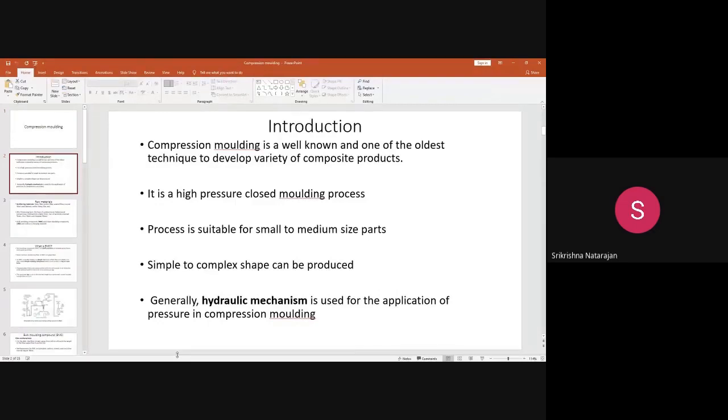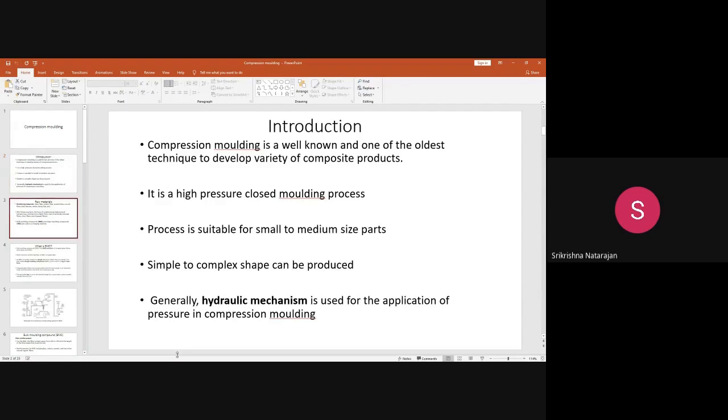Compression molding is a well-known and one of the oldest techniques to develop composite products, and it is a high-pressure closed molding process. It is suitable to manufacture small to medium-sized parts. Simple to complex shapes can be produced in this, and since it is a high-pressure process, the pressure is applied with the help of a hydraulic mechanism which involves some incompressible oils.